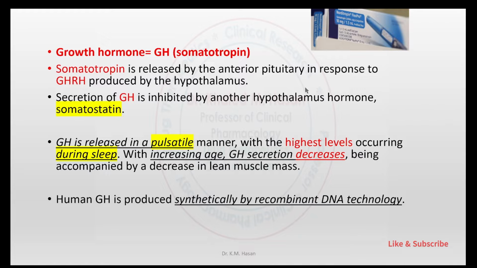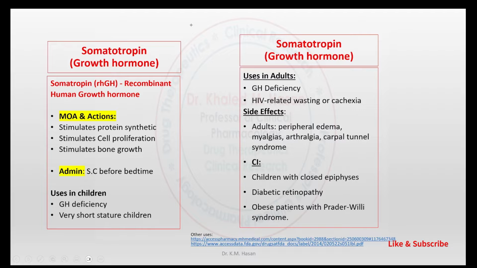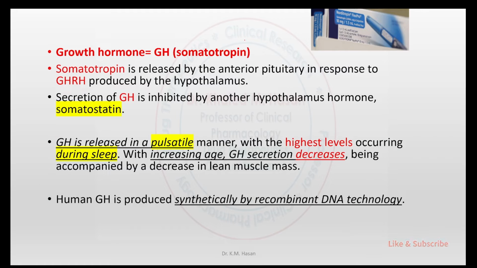Okay, starting with the first hormone released from the anterior pituitary lobe, we have growth hormone, and another name for growth hormone we need to be familiar with. This name is called somatotropin. So we have two names: growth hormone or somatotropin. We need to remember this name. Somatotropin stands for the growth hormone, GH.